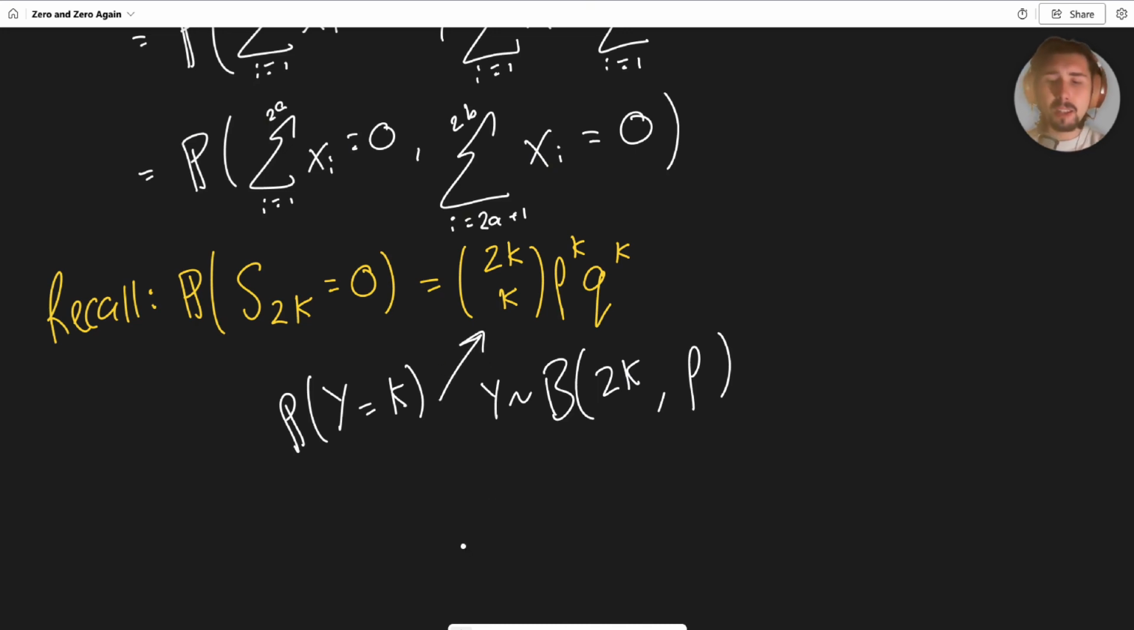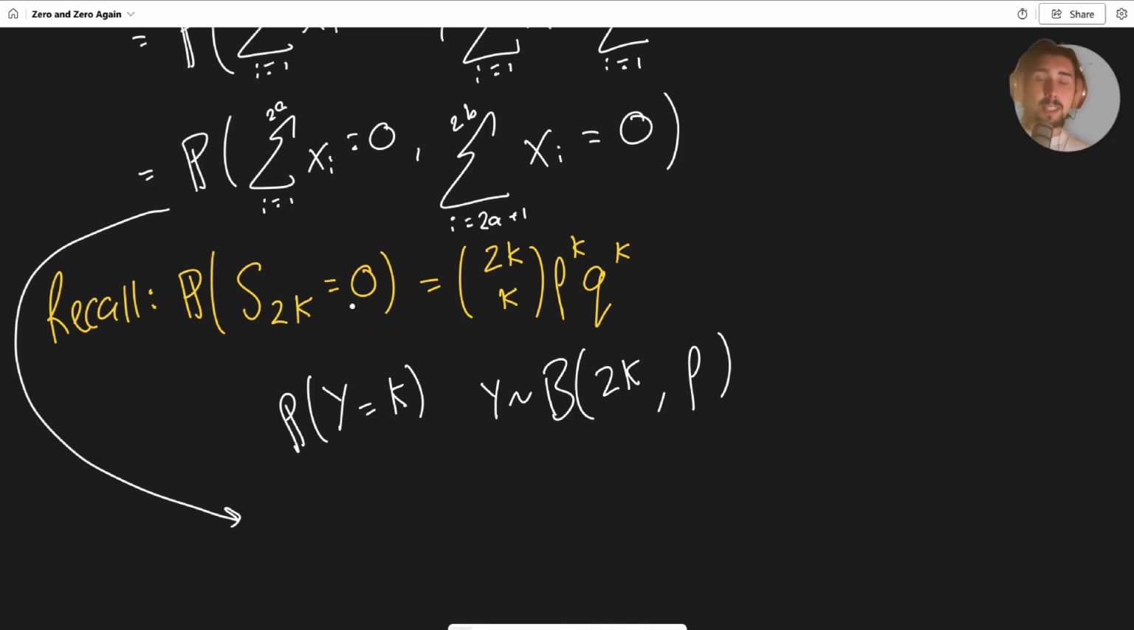Nice. Now, let's write this in here. We're going to go over here. The first part of this, because again these two things are independent, the probability that the sum from i equals 1 to 2a of xi equals 0 is literally just this formula, but instead of a k, it's an a. So it's 2a choose a times p to the a times q to the a, just like that.